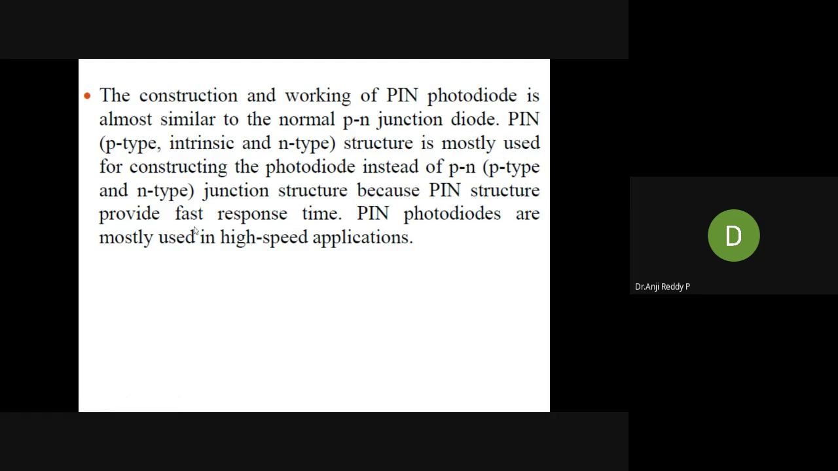The pin structure has fast response time. That means even a small amount of incident light is immediately, within a fraction of a second, converted into electric energy. That means it has fast response time.